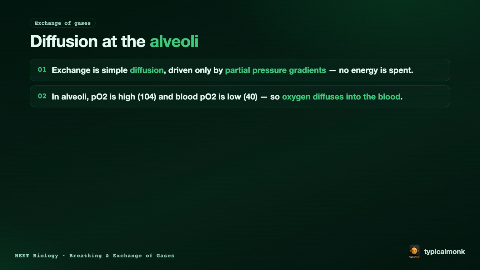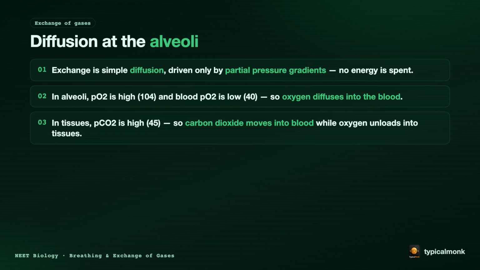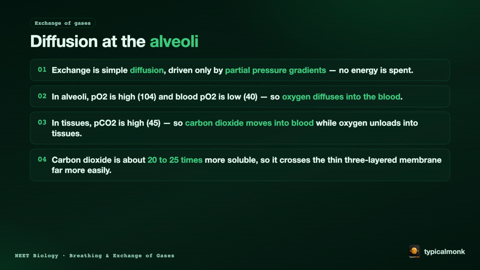Now the exchange of gases. Exchange is simple diffusion, driven only by partial pressure gradients. No energy is spent. In the alveoli, PO2 is high, that is high R4, and blood PO2 is low, that is 40. So oxygen diffuses into the blood. In the tissues, PO2 is high, that is 45. So carbon dioxide moves into the blood while oxygen unloads into the tissues. Carbon dioxide is about 20 to 25 times more soluble, so it crosses the thin 3-layered membrane far more easily.